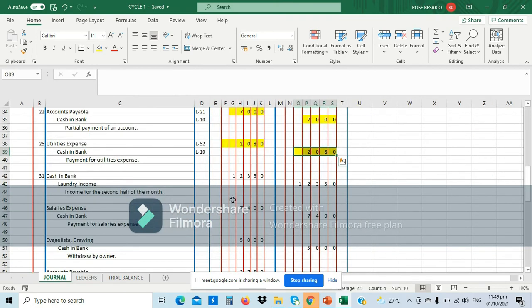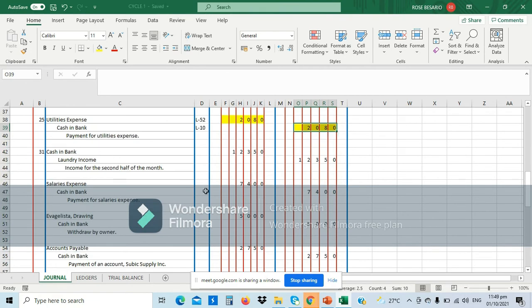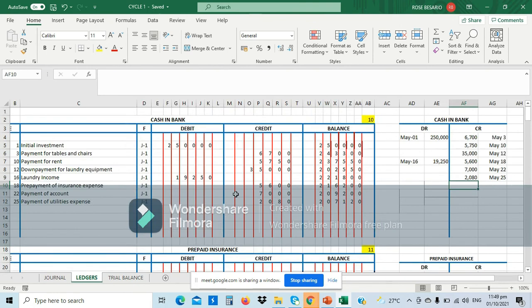So next we have the last date, no, that's 31. Our first one is cash in bank. This is L number 10, 12,350. So proceed to your cash in bank account. 31. This is J1.